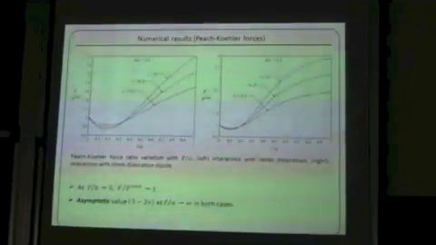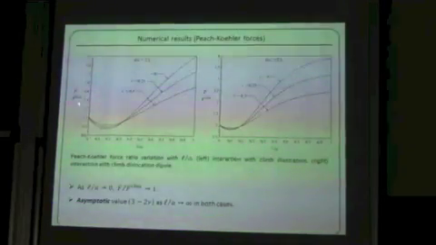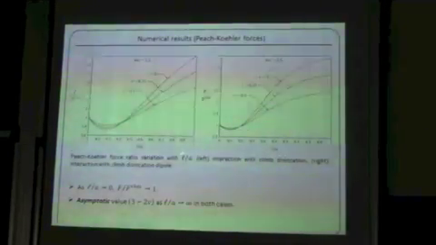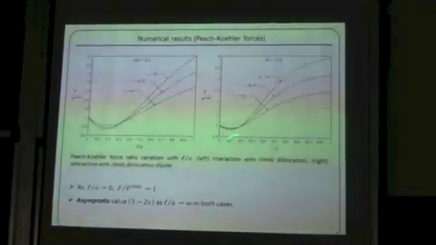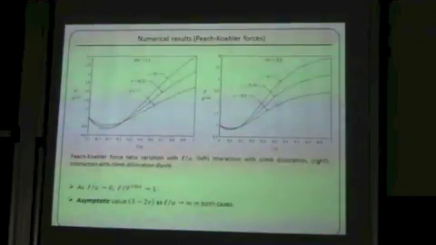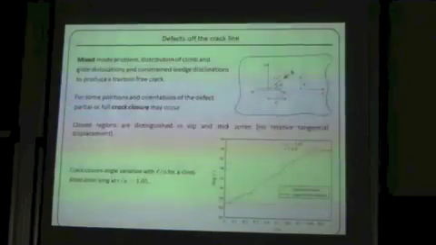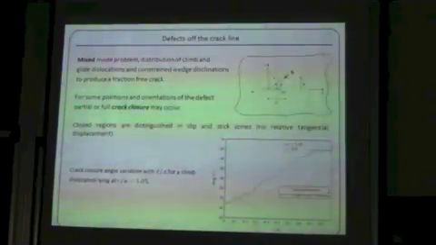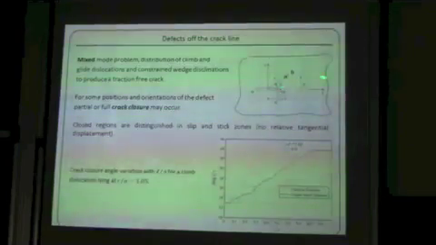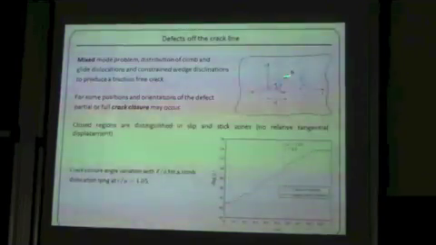And here we have plotted the ratios of the Peach-Koehler force in this theory over the classical results for interaction with a climb dislocation and a climb dislocation dipole. Basically, this response is the same as the J integral behavior. Yes, I'm finishing, yes. This is my final slide. In the most general case, the dislocation may lie off the crack line and also may have a random orientation.